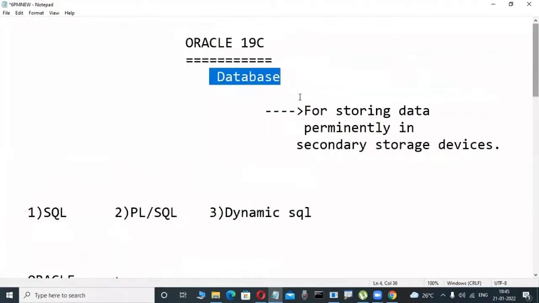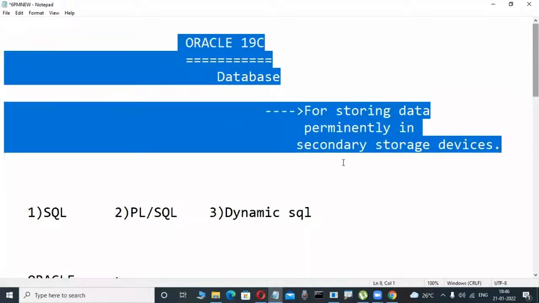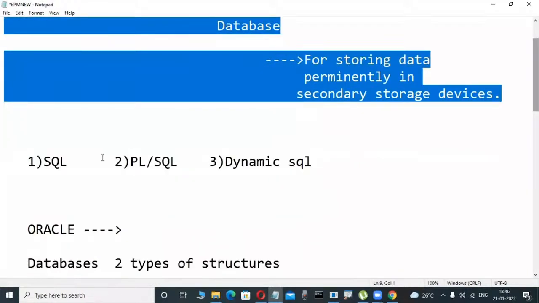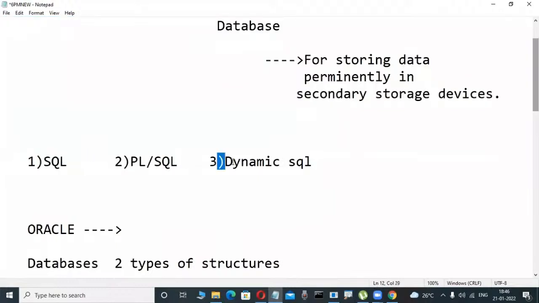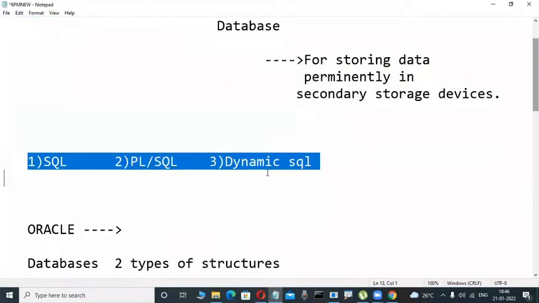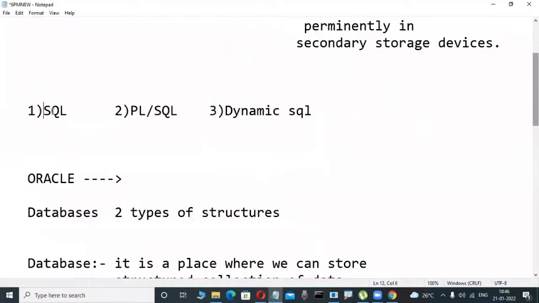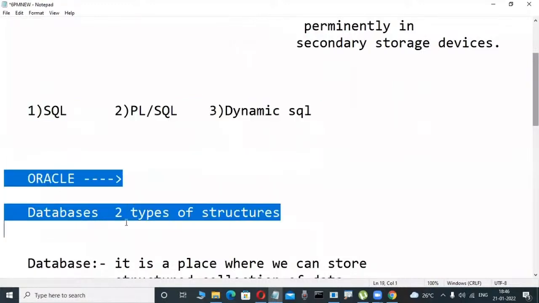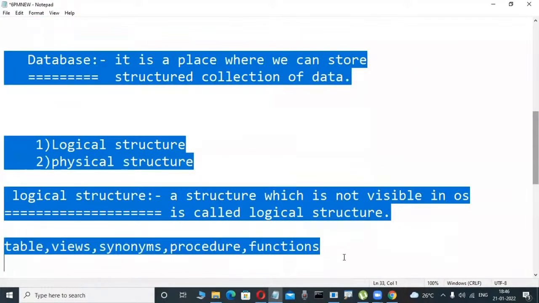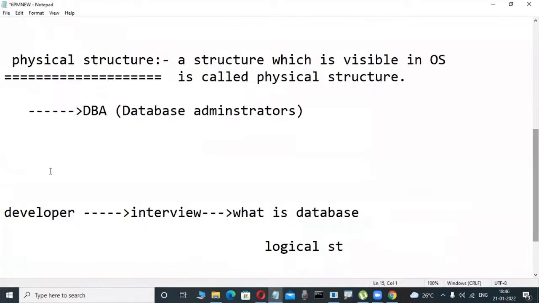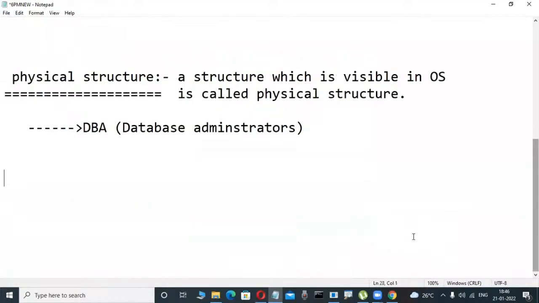What is the purpose of databases? Not only storing data permanently, but also efficiently retrieving and fetching data from some place. If you want to operate this Oracle software, we use SQL, PL/SQL, and dynamic SQL languages. In any Oracle course, these three things are covered. That is a very small thing I'm telling. Okay, fine. Now check it out. Observe it here.